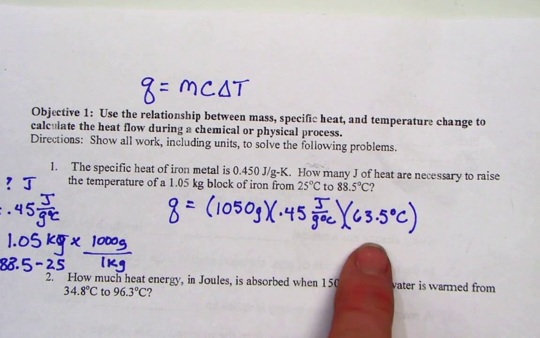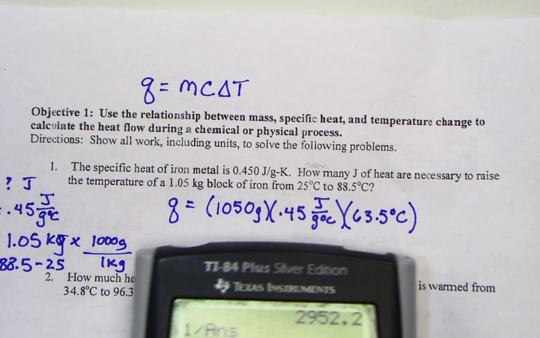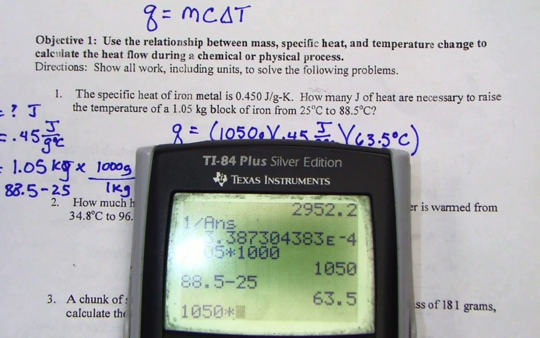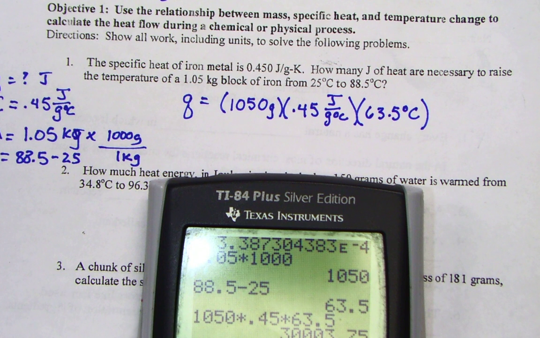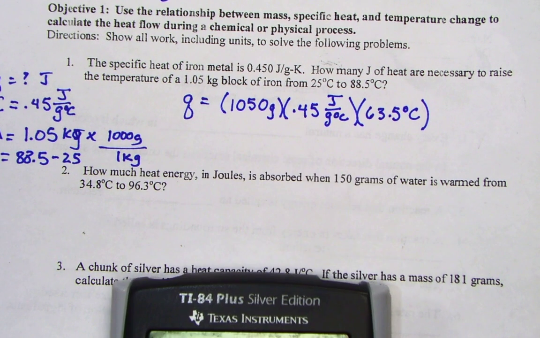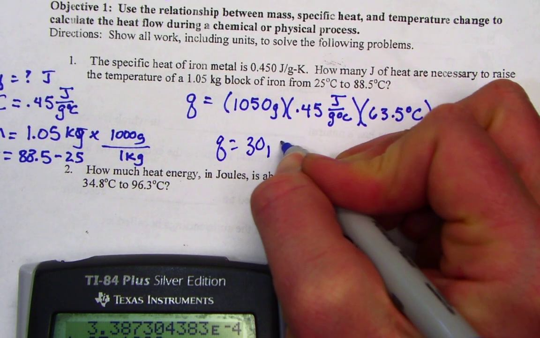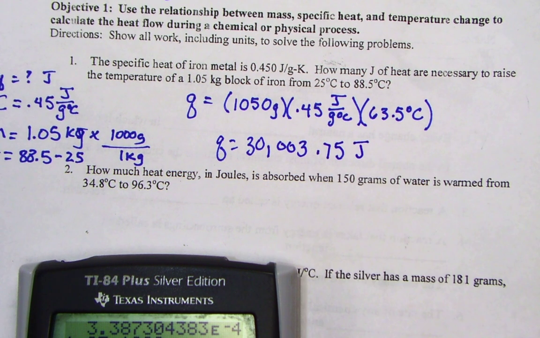M times C times delta T shows us heat energy measured in joules. Hitting this on our calculator, we show 1050 times 0.45 times 63.5, and I'm showing a value of 30,003.75 joules. Q is 30,003.75 joules of energy.